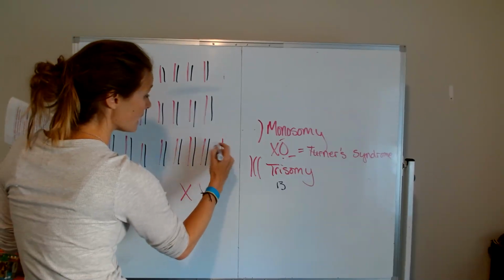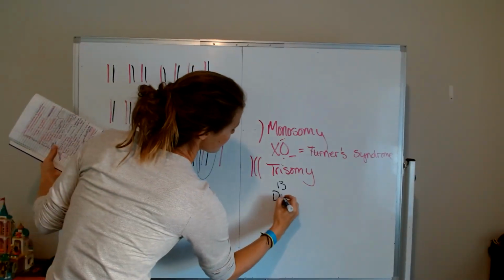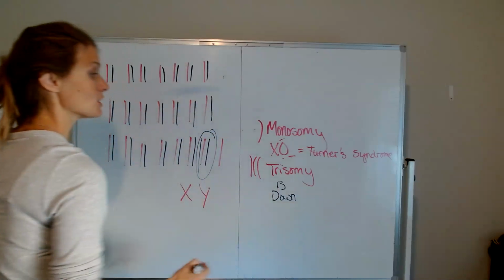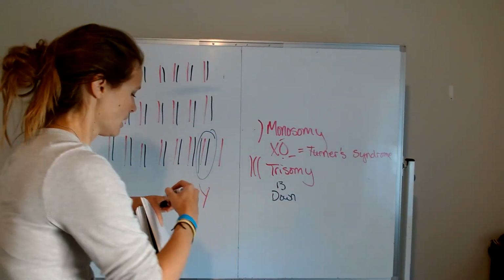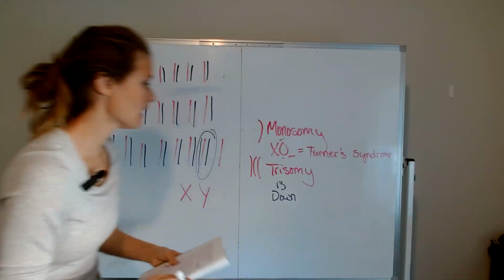19, 20, 21. 21 is the most common. It's the one that most people know, and that's Down syndrome, which is trisomy 21. Okay? That is where we look for our trisomies.